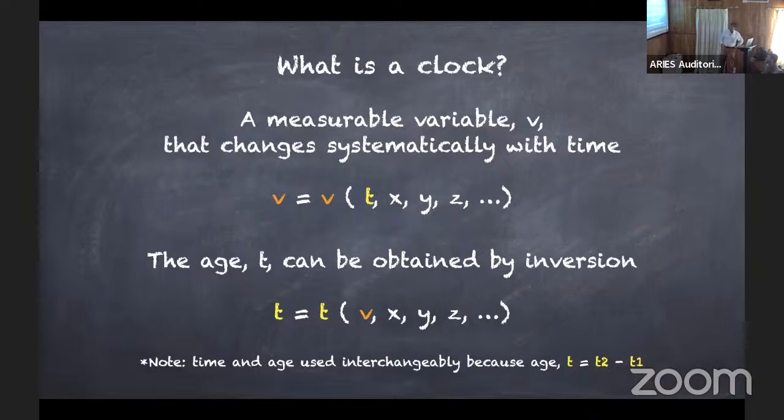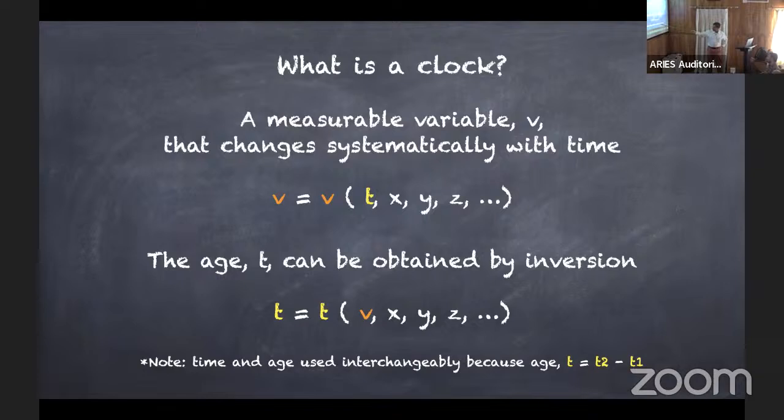A clock is a measurable variable V that changes systematically with time. So you'd represent it mathematically in this way. V equals V of the time, the age, and a few other variables, perhaps. The simple ones have those absent, okay? No X, Y, Z, and so on. Becomes all quite simple. And the age T, of course, can be obtained by inversion, provided you do all these measurements correctly. Or if you have a theoretical bent, of course, you want to make sure that the Hessian has certain properties, that it's invertible, blah, blah, blah. All things happen that way.